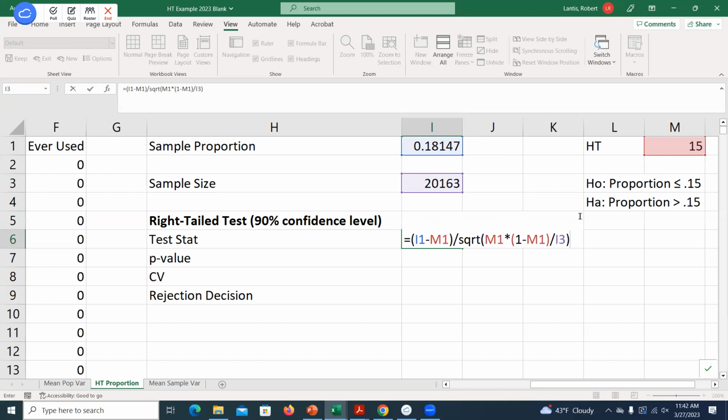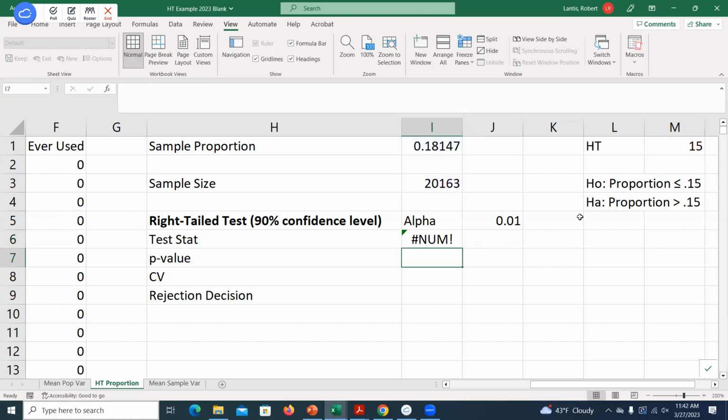Now, if I hit enter here, I'm going to have a problem because I forgot to do something, right? What do I have wrong here? My hypothesized true value shouldn't be 15. It should be 0.15. I just made a typo. So I'm going to go back up here. We have to change that earlier. Just 0.15, right? So I get a pretty large test statistic.